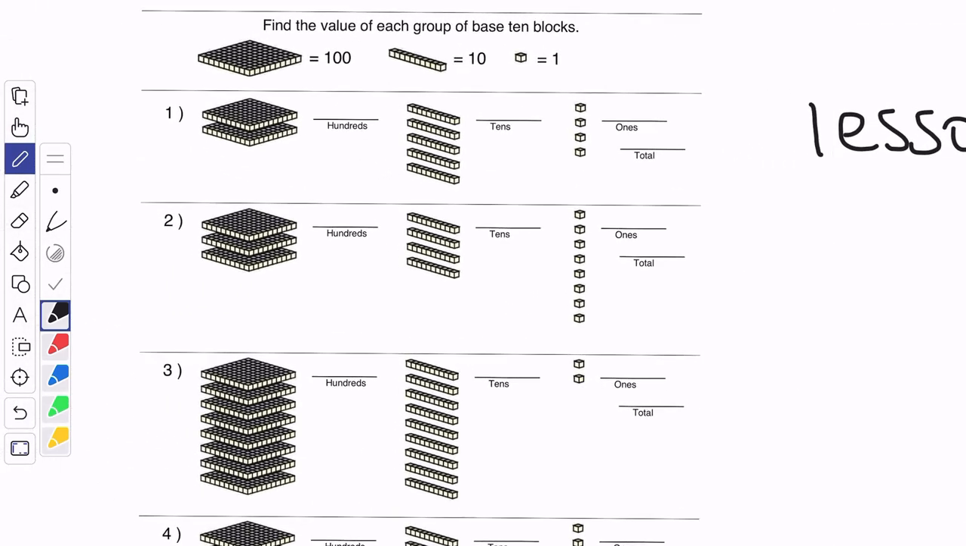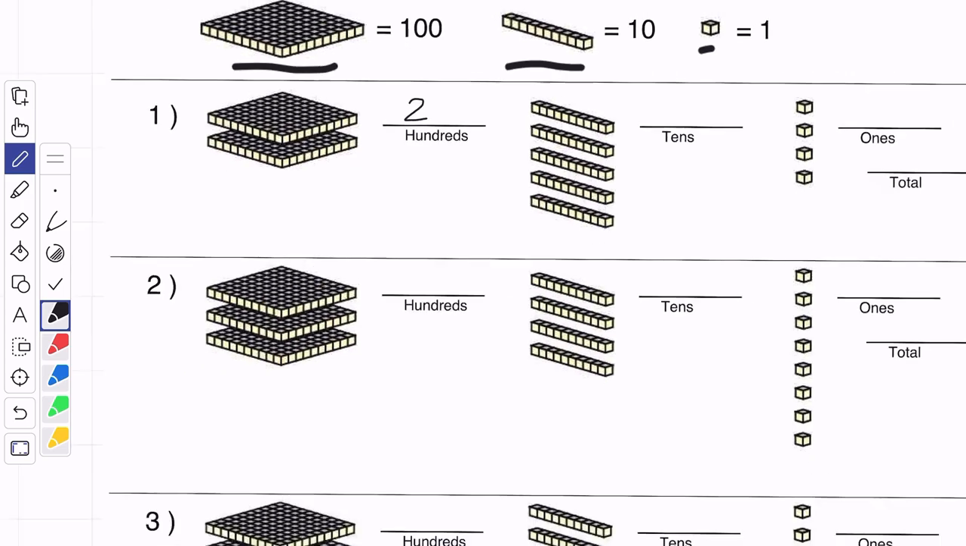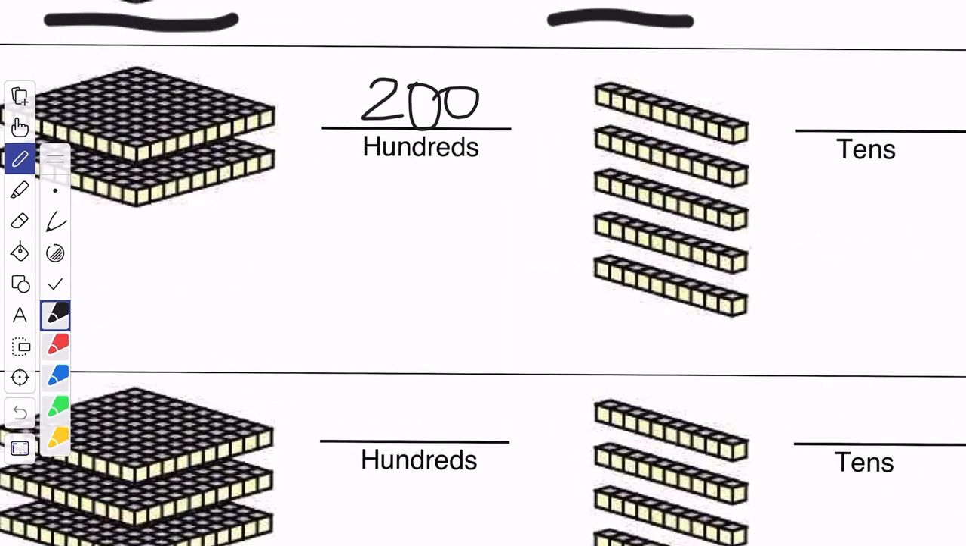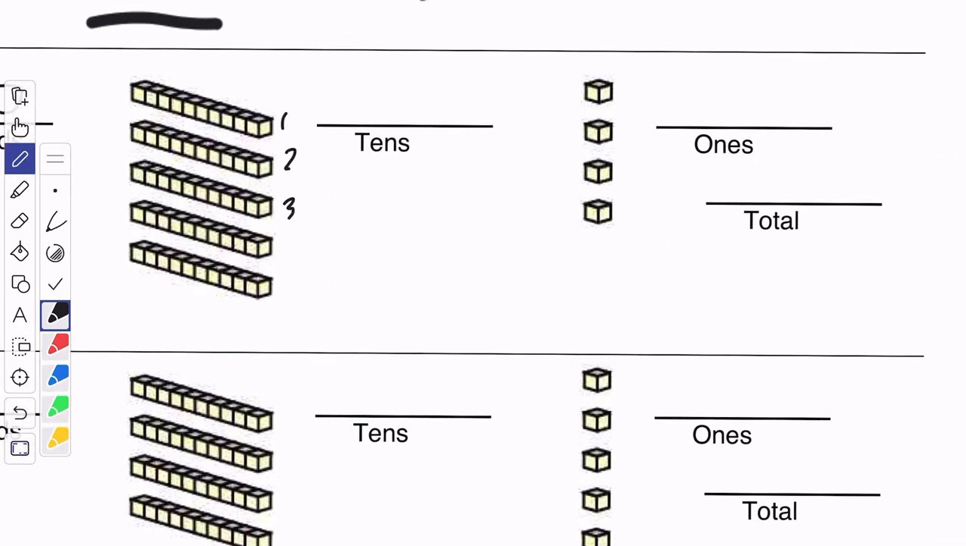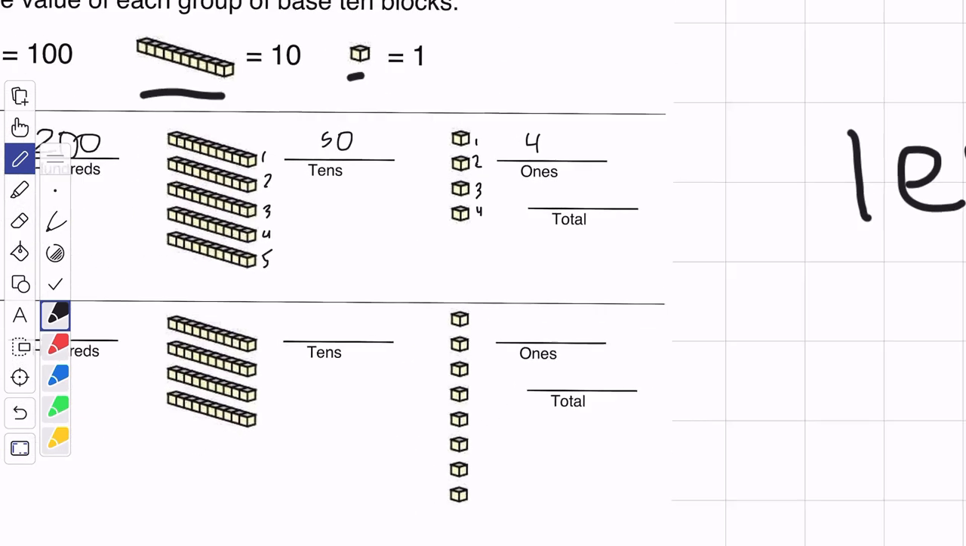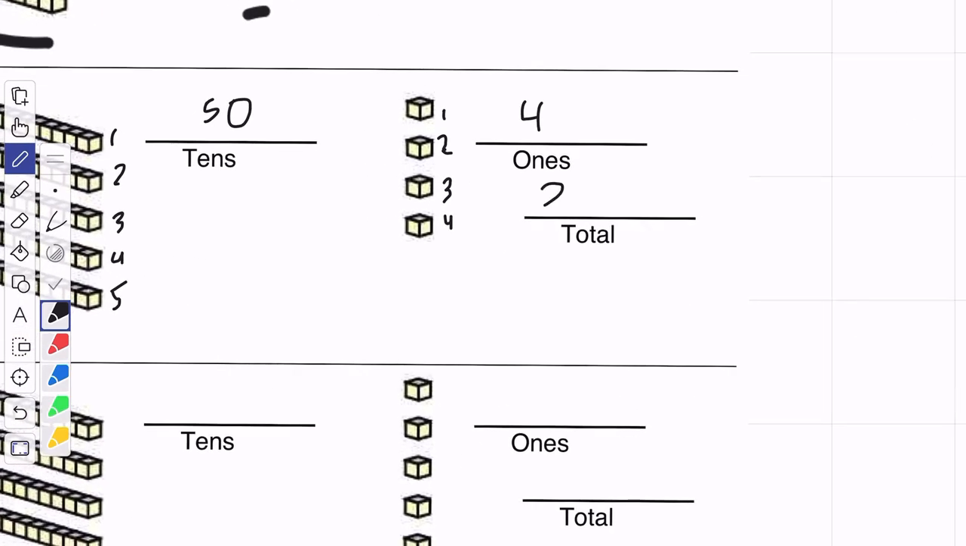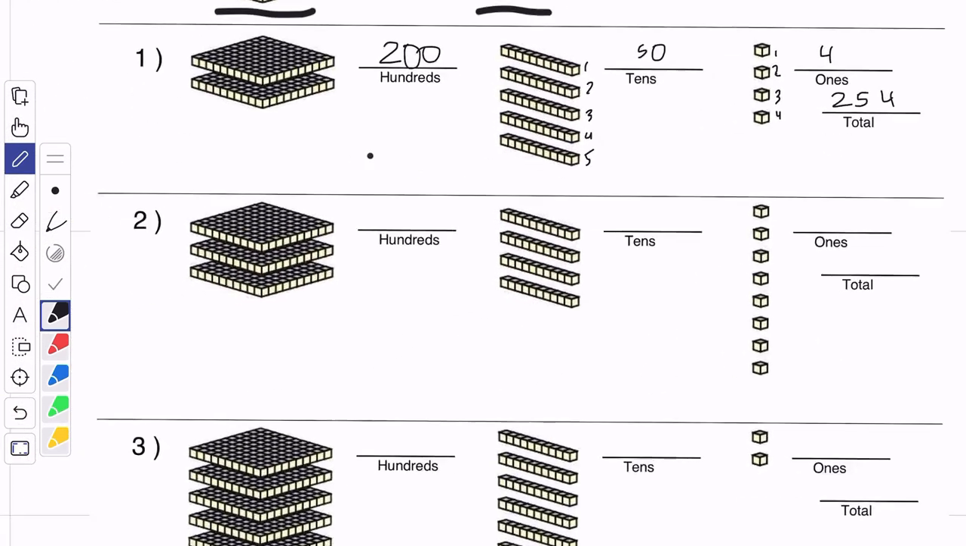So we're going to find the value of each group of base 10 blocks. So 100 looks like this, a 10 looks like this, and then a 1 is just a single cube. So right here, there are 200 blocks, and each block is 100, so there are 200. Here we have 1, 2, 3, 4, 5 tens. 5 times 10 is 50. And we have 1, 2, 3, 4 ones. Now we add all of those together. We get 250. Whoops. We get 254 total.